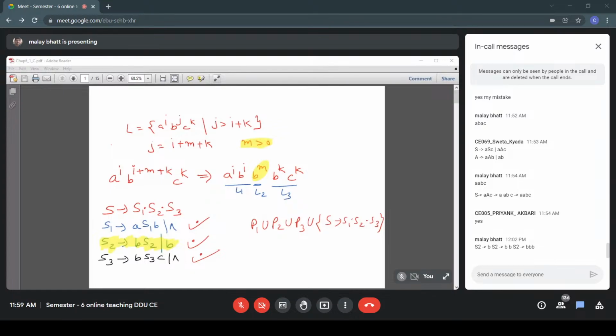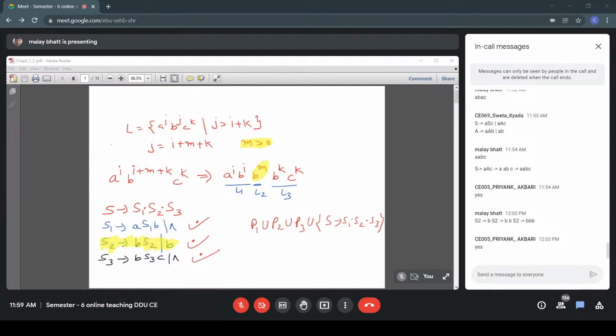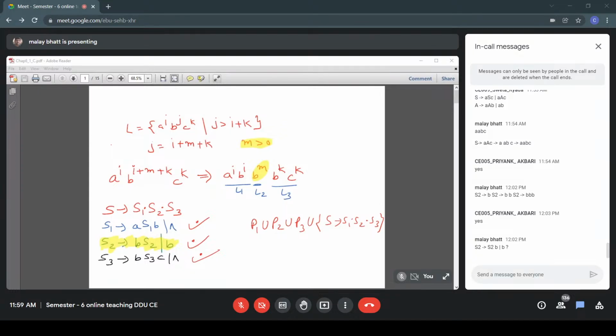Here a question: can we write S2 gives S2 B or B? Is it valid? Yes, we can write it, because we want to generate B independently. Since B raised to M is independent and it is not changing the order, we can also write S2 gives S2 B or B. Then there is no issue, particularly in this case.